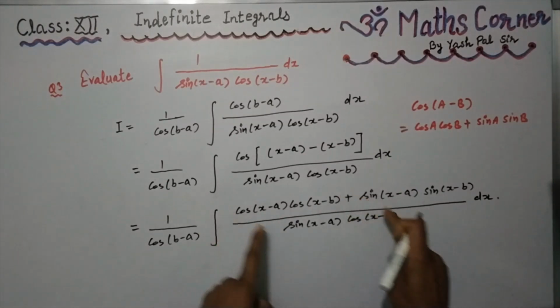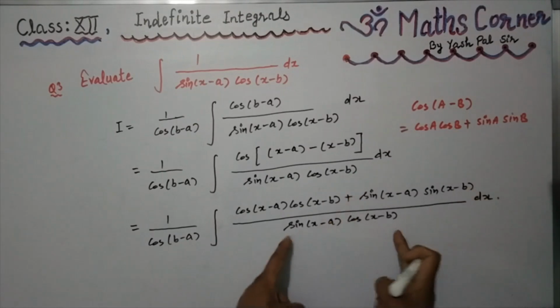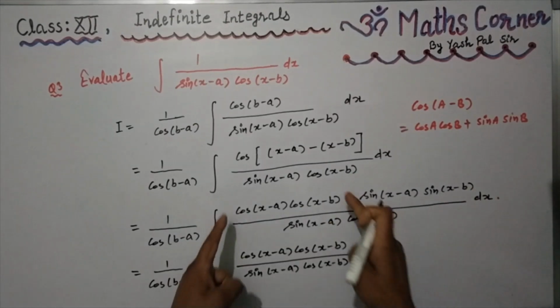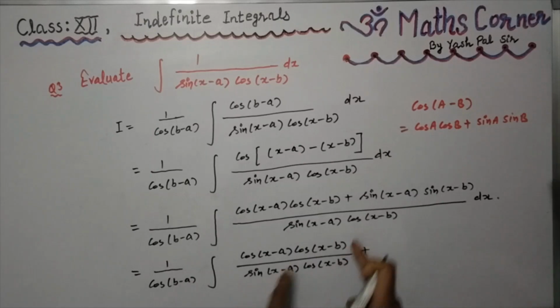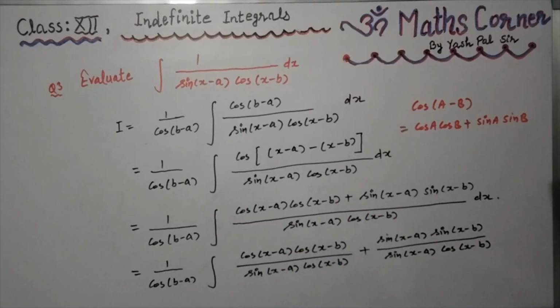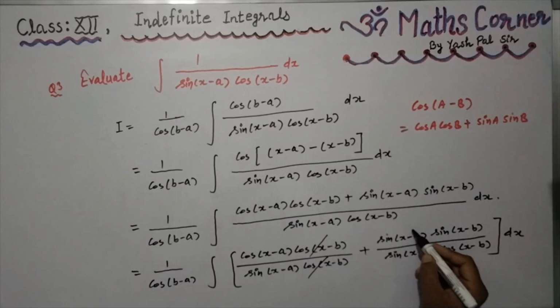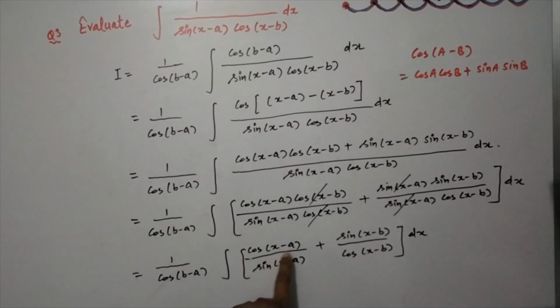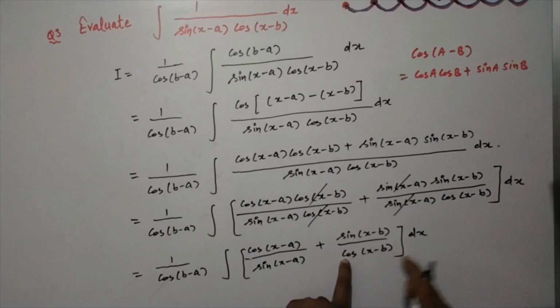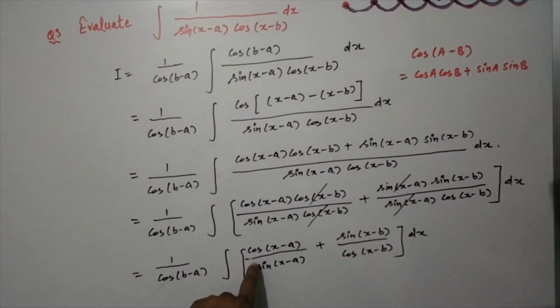Now next step: first term divide by denominator, second term divide by denominator. So this way, into dx. Now what happens? Cos of (x minus b) cancelled. Here sin of (x minus a) cancelled. So we are left with cos of (x minus a) divide by sin of (x minus a) plus sin of (x minus b) upon cos of (x minus b).